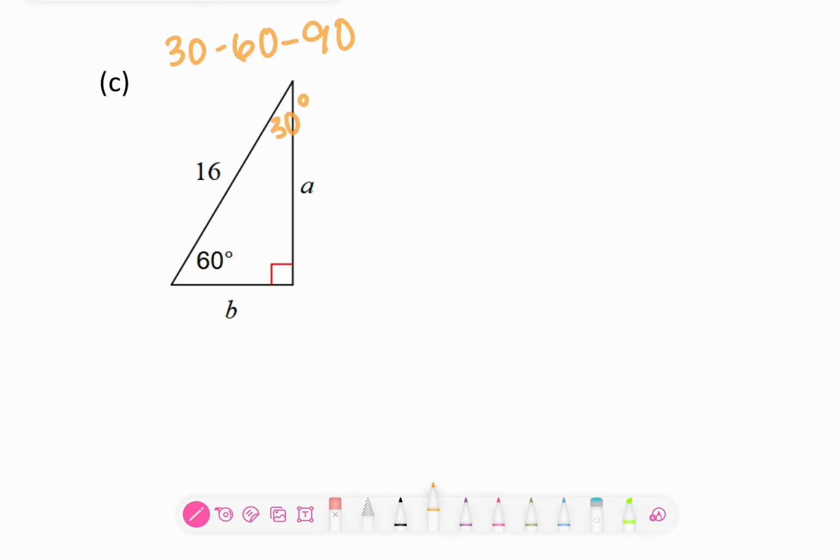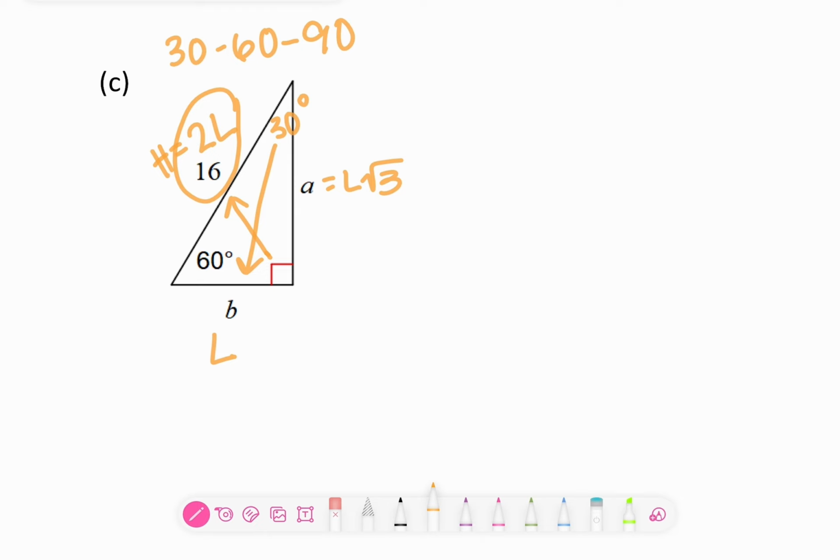So across from our 30 is going to be L. We don't know what that is right now. Across from our right angle is our hypotenuse, and our hypotenuse is equal to 2L. We do know what that is. And then our last leg, this is the longer leg, is going to be L square root 3. Okay? So now the only one that we have is our 16, which is our 2L.